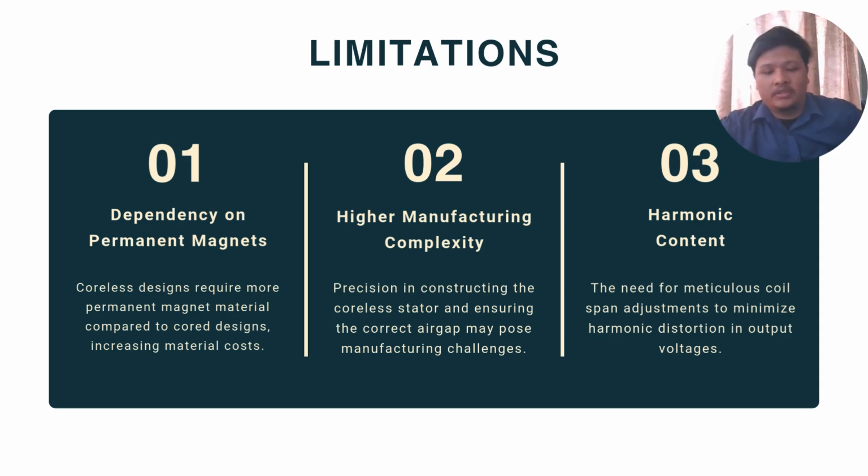Now let's look at the limitations. First, there's a dependency on permanent magnets. Coreless designs require more permanent magnet material compared to their cored counterparts. While this improves performance, it increases material costs. Next, we face higher manufacturing complexity. The precision required to construct a coreless stator and ensure the air gap is correct can pose significant challenges, particularly for mass production. And lastly, harmonic content. The need for meticulous coil span adjustment to minimize harmonic distortion in the output voltage.